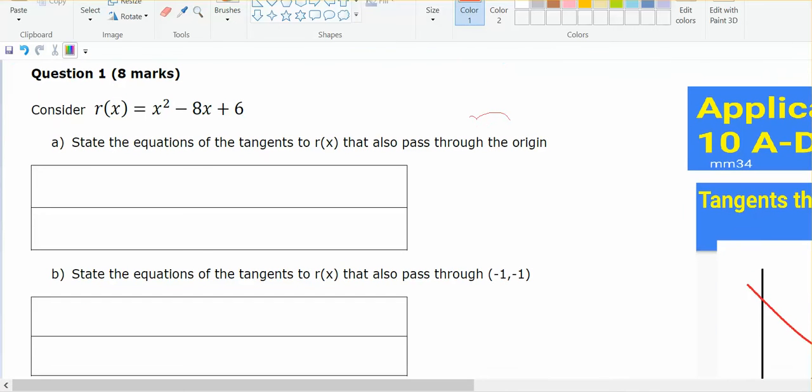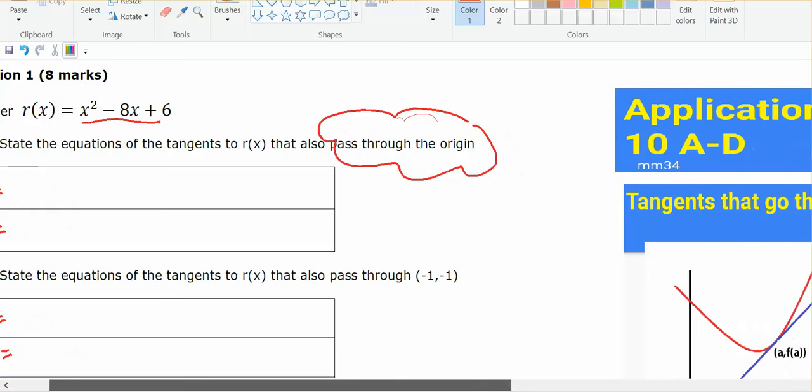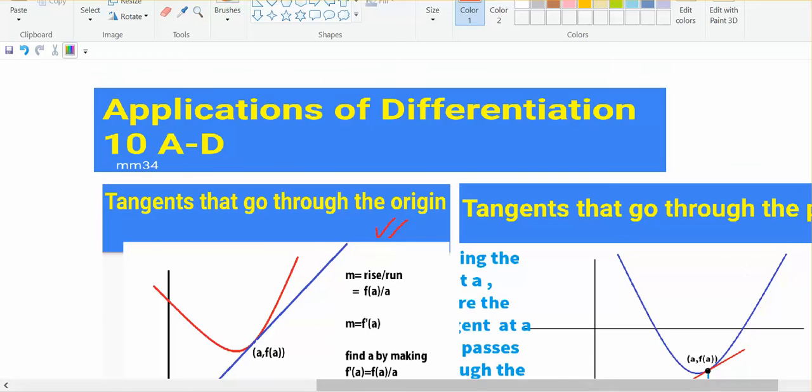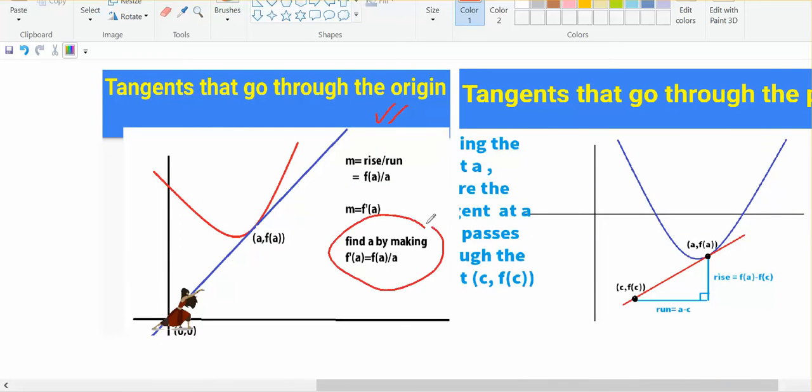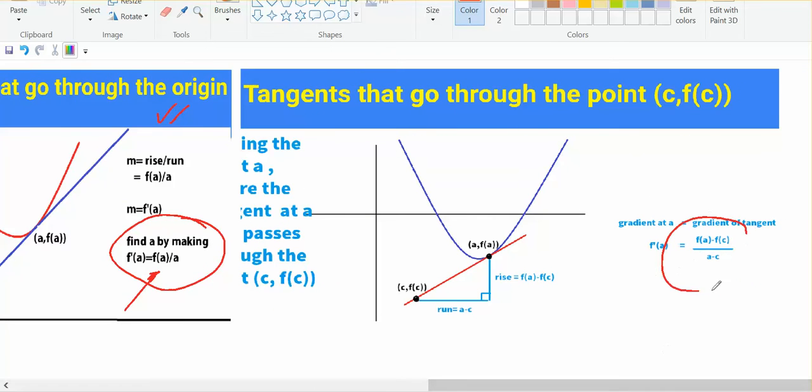So 1A and 1B. I have this quadratic and I'm looking for the equation of the tangent, so therefore y equals... the equation of the tangent's y equals, and they pass through the origin. So I know from my notes in the slides for applications, tangents that go through the origin are one of the special cases. And if I use this rule, that will tell me where they touch. And if they go through another point, I can use this rule to tell me where they touch.